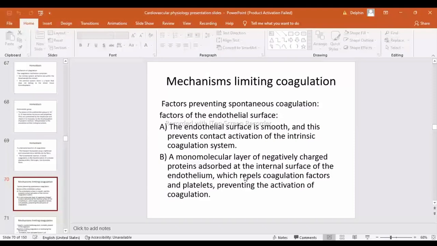The second is a monomolecular layer of negatively charged protein adsorbed at the internal surface of the endothelium, which repels coagulation factors and the platelets, preventing the activation of coagulation. It means that most of the coagulation factors also have a negative charge. Because the monomolecular layer and the factors have a negative charge, there is no attraction.